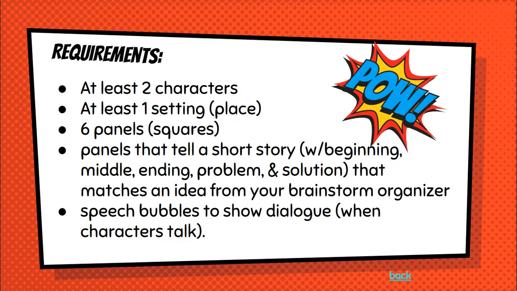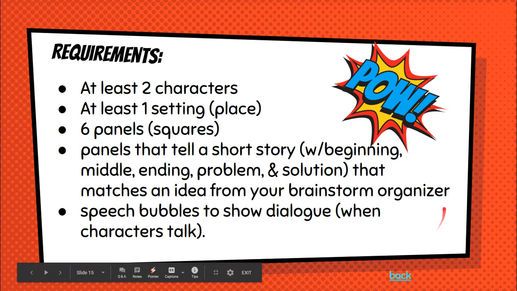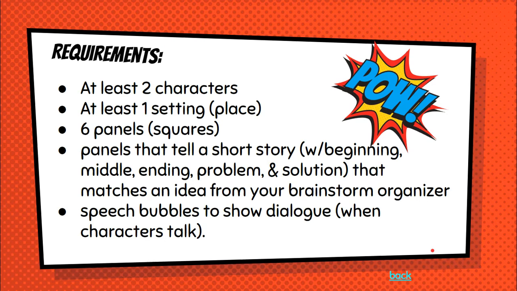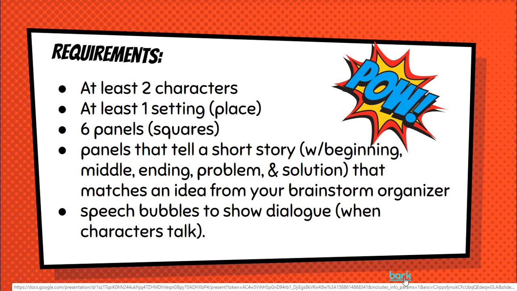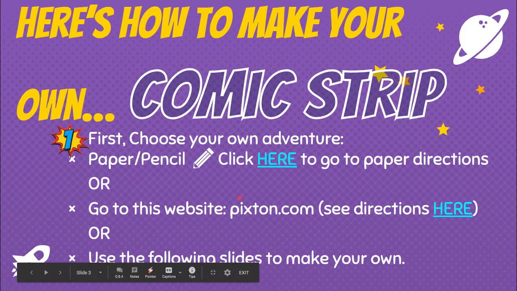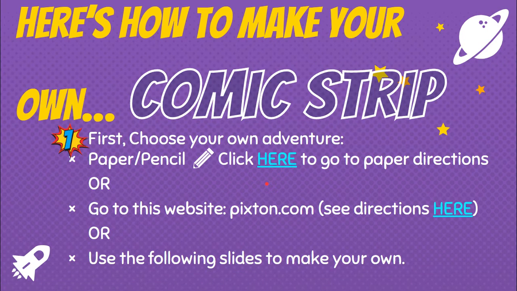And then I've also included for you the requirements that you need to have in order to get full credit for this assignment. And we'll go over that in a minute. But basically the same as before. 2 characters, a setting, short story, and speech bubbles. All right, now if you're choosing the paper or pencil, you can stop the video now and go to that link and get started right away.